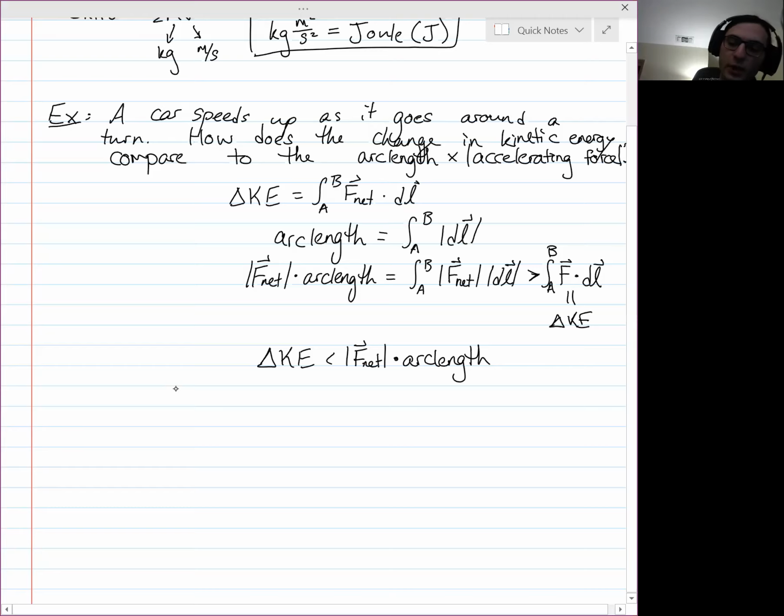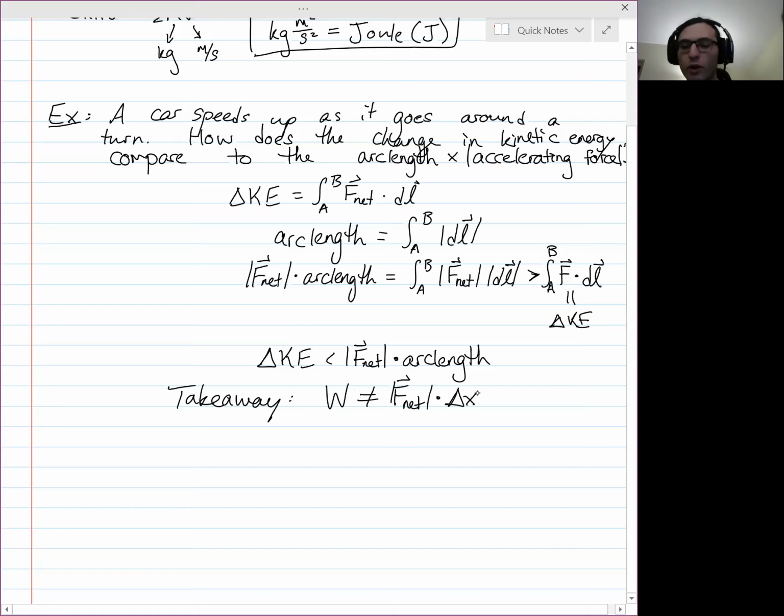So the takeaway: work does not equal F net times delta x, or however you may have seen it before. That's only true in the simplest cases. It's only true when that less than or equal sign is an equal sign.